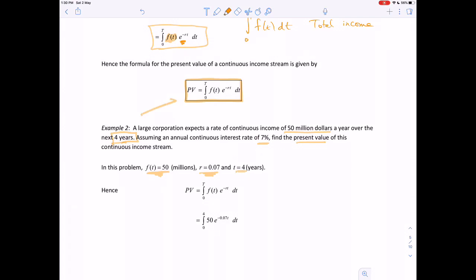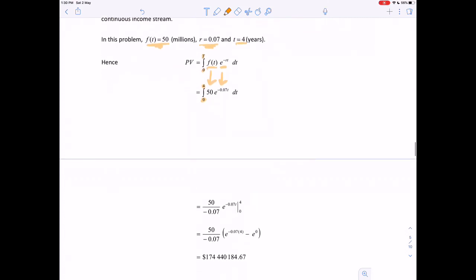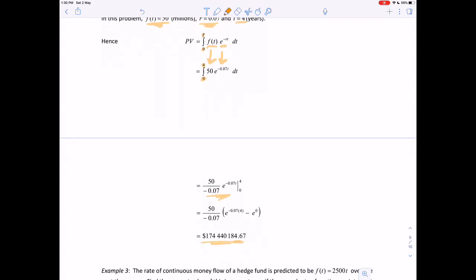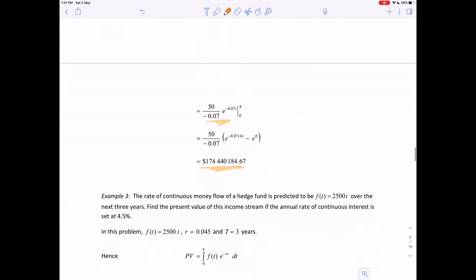So using our present value formula here, the integral from 0 to T of f of t e to the minus rt, here is our f of t, here is our e to the minus rt, from 0 to big T equals 4. That is just an integral that we know how to evaluate now. Simple little mini u-sub here will give us this top minus bottom, and we get an answer of $174,440,184.67. Don't forget about those little change at the end.